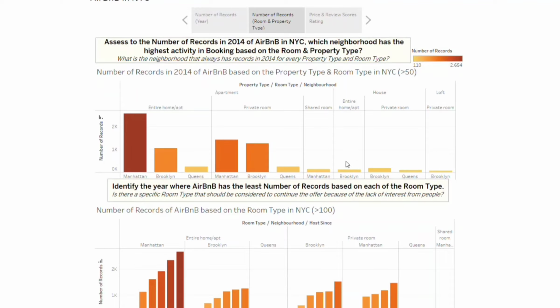records of entire home or apartment and private room are dominated by Brooklyn. Brooklyn has the most frequent records in every property and room type, even though the number is not as high as Manhattan.